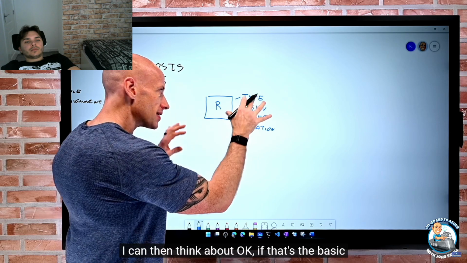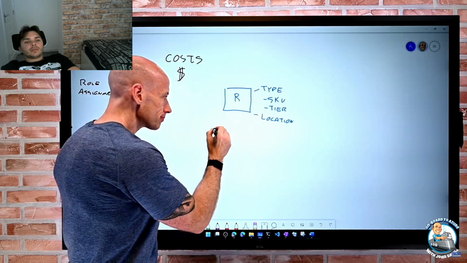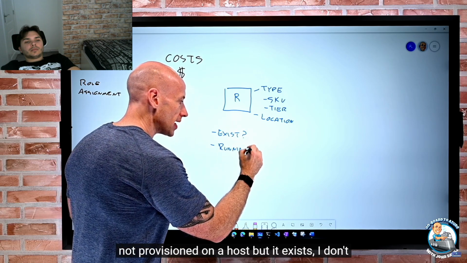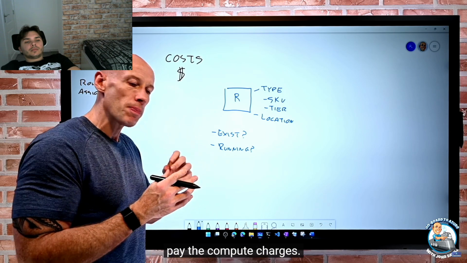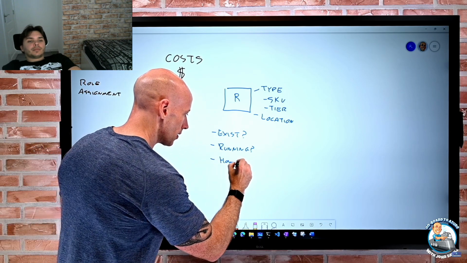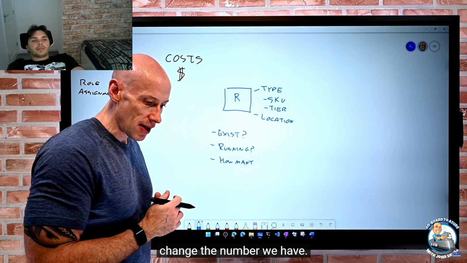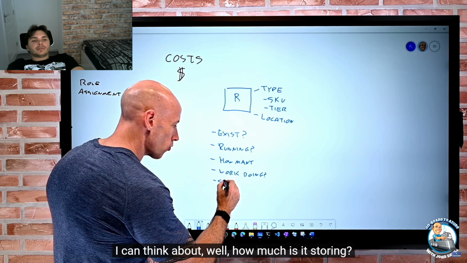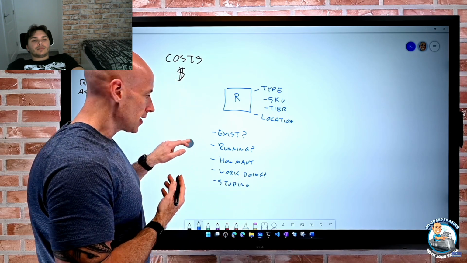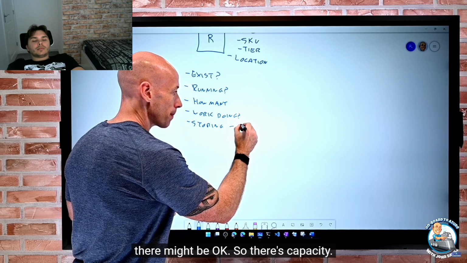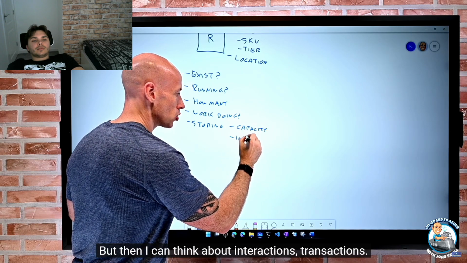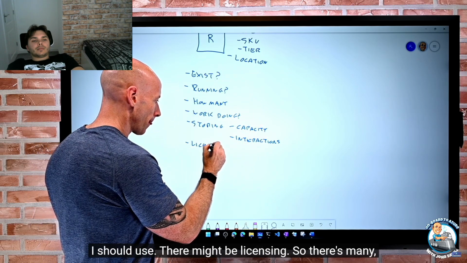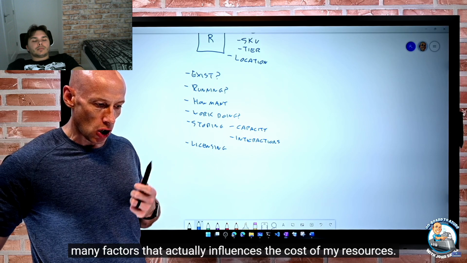So I can think about, if that's the basic structure of the unit, does it exist? Is it provisioned? Is it running? Like a virtual machine, if it's not provisioned on a host, but it exists, I don't pay the compute charges. How many? We think of autoscale, remember. A virtual machine scale set can change the number we have. How much work is it doing? Think of serverless. How much is it storing? If it's a database or a storage account, that's going to impact it. And when I think about the storing side, there's capacity, but then I can think about interactions and transactions. And that might go into what's the right tier that I should use. There might be licensing. So there are many, many factors that influence the cost of my resources.